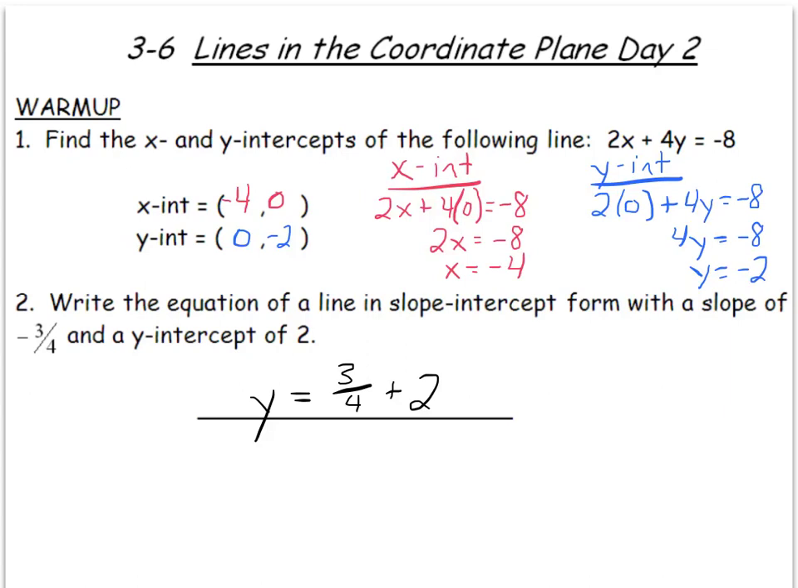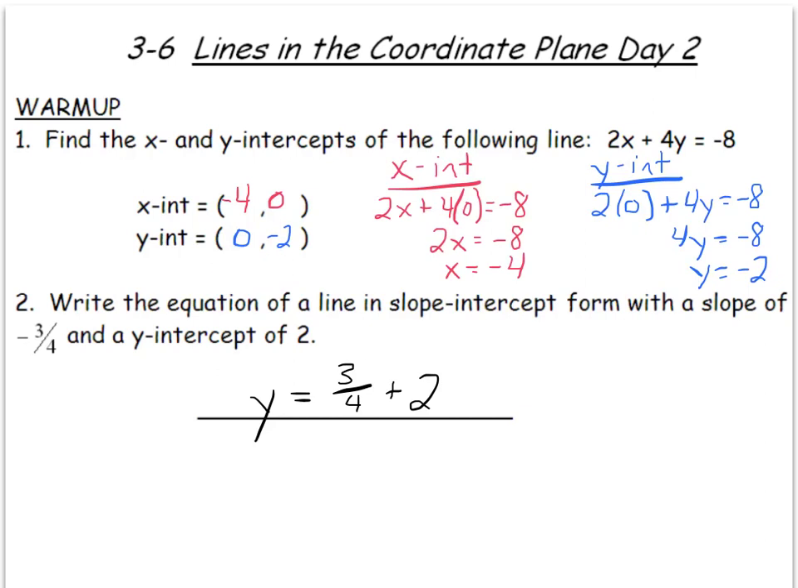So as a point, the x-intercept is negative 4 comma 0, because I threw a 0 in for my y. Doing the same thing for the y-intercept, but this time you're going to throw a 0 in for the x's that you see. So I solve for my y, and I end up getting a negative 2. So my y-intercept is 0 comma negative 2 because I threw a 0 in for my x.